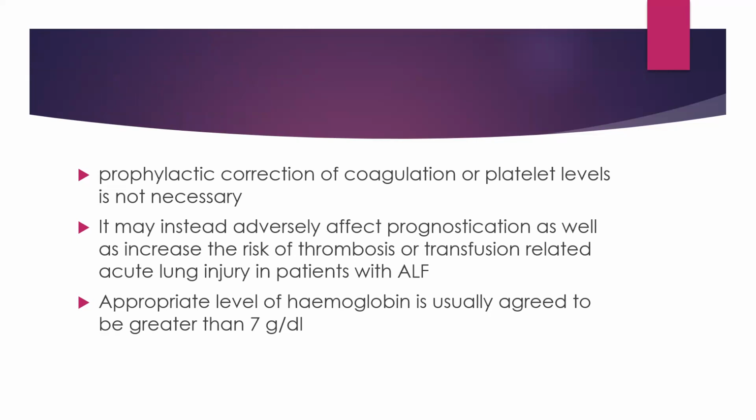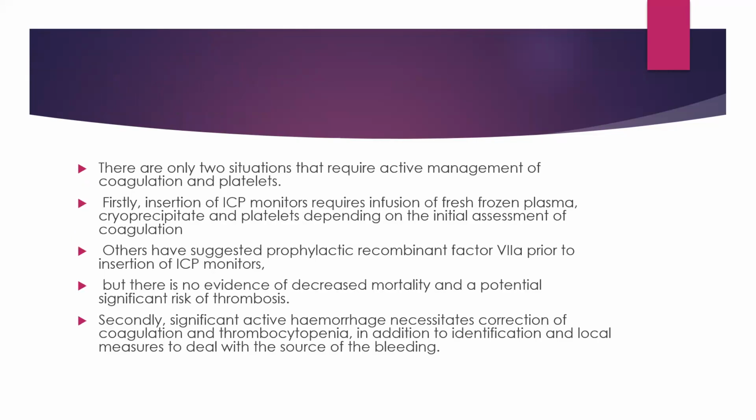The hemoglobin target should be more than 7. There are two situations that require active management of the coagulation and platelets. First, the insertion of ICP monitors requires the infusion of fresh frozen plasma, cryoprecipitate, or platelets, depending on the initial assessment of the coagulation. Others have suggested prophylactic recombinant factor 7A prior to the insertion of the ICP monitor. But there is no evidence of decreased mortality and a potential significant risk of thrombosis.